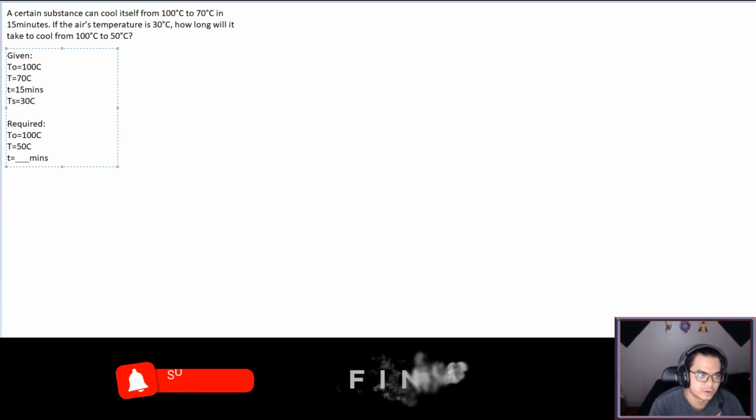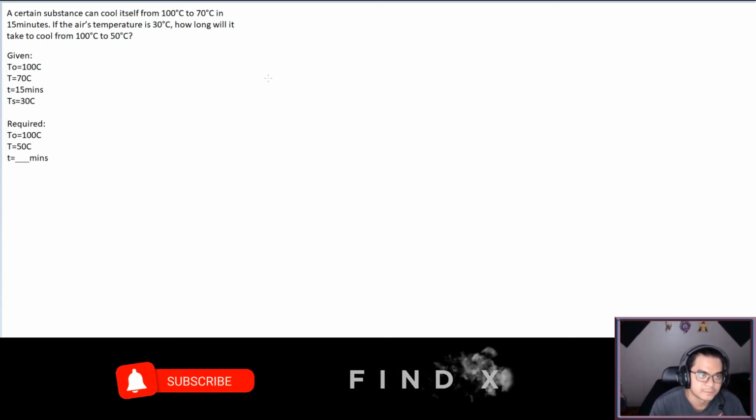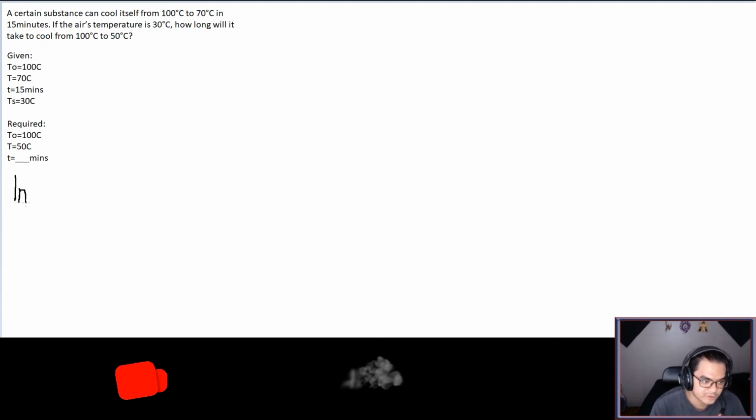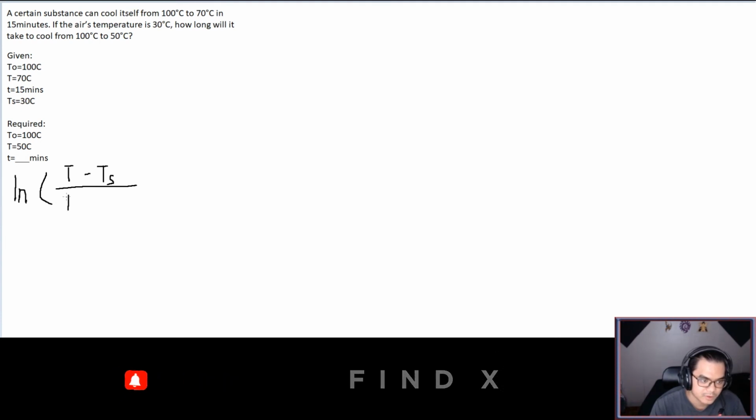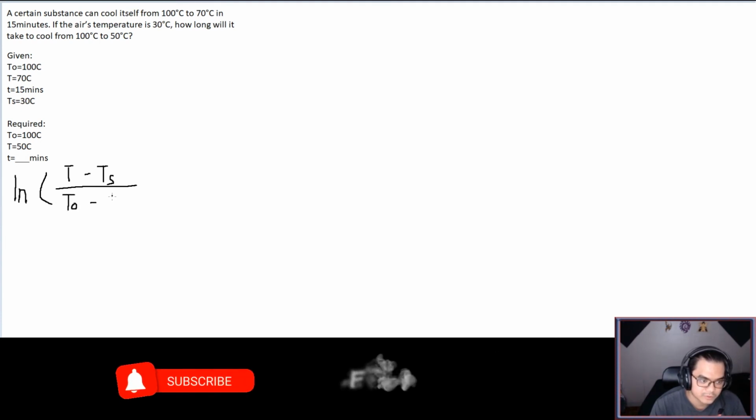Okay, so let's proceed to our solution. For the solution, of course, we still have the same formula. So this is the formula, right? T minus TS, and then TO minus TS equal to KT.